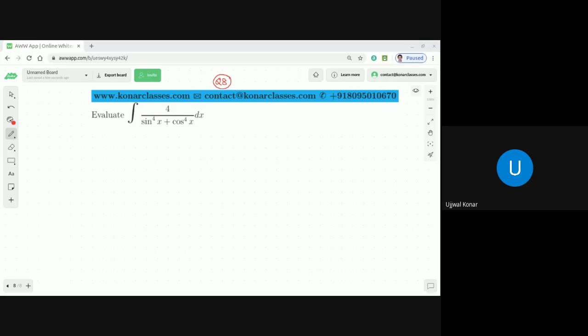I understood. See, there is a simpler approach. Anyone wants to say before I start giving you the idea? I divided numerator and denominator by cos to the power 4x. After that, I got 4 sec to the power 4x by tan 4x plus 1 dx. Very good, right thing, I appreciate. I took the constant 4 out, then sec square x into 1 plus tan square x dx. Fantastic, very good.